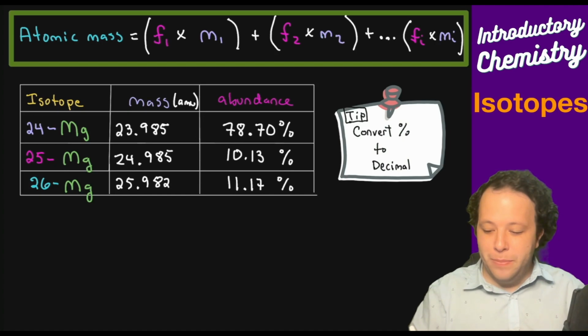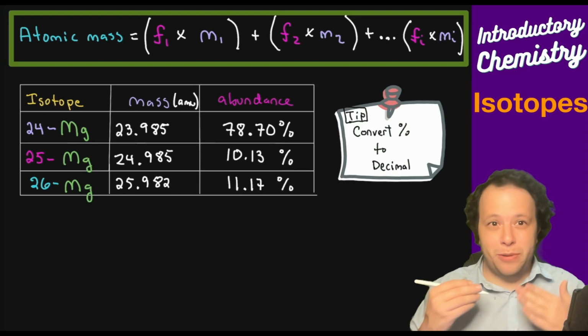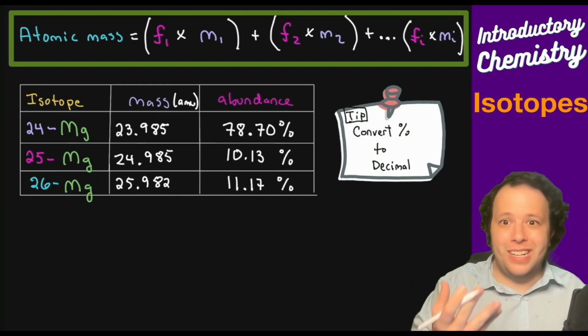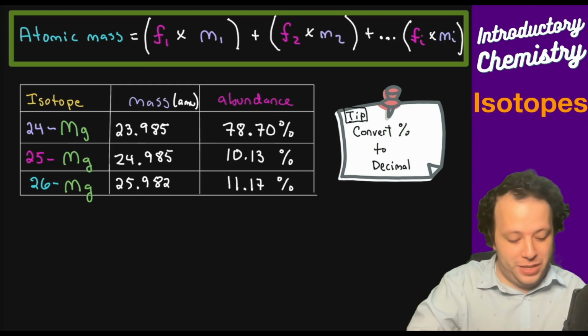Now, my big tip here is we have to convert each of the percentages to decimal form. So our first step is to start plugging our values into our equation and then convert things into decimals as we go.